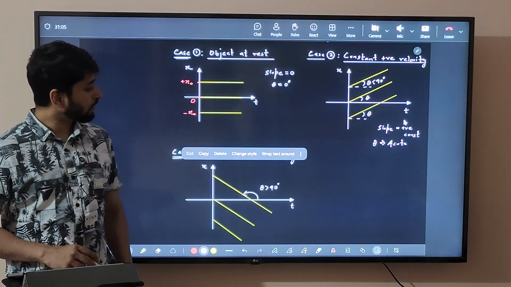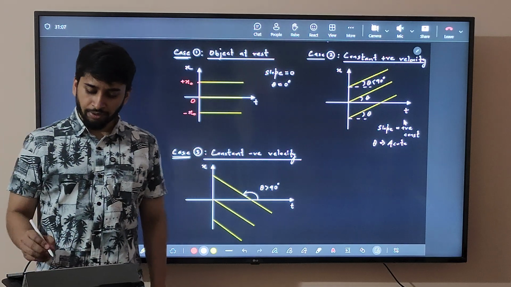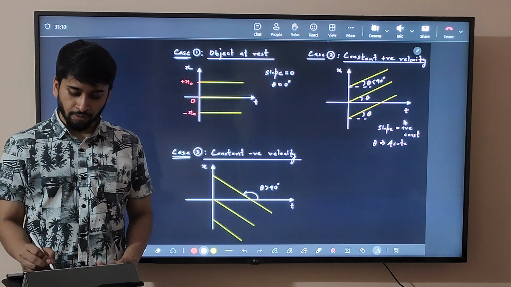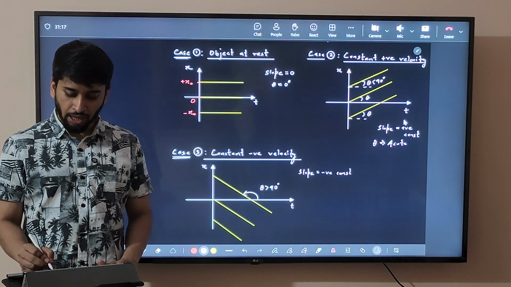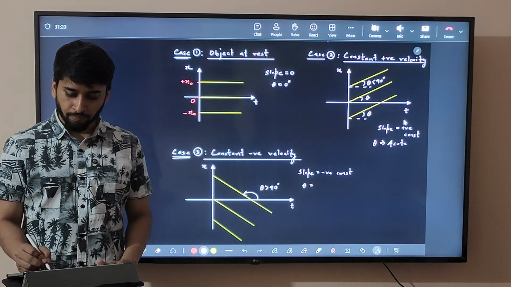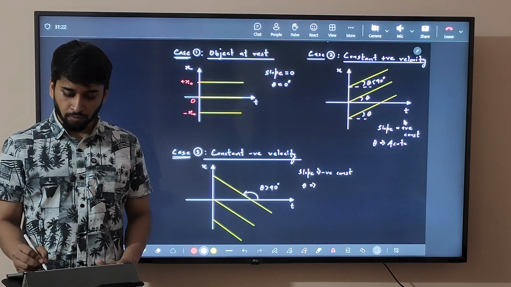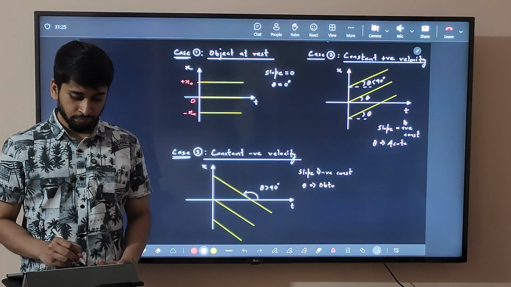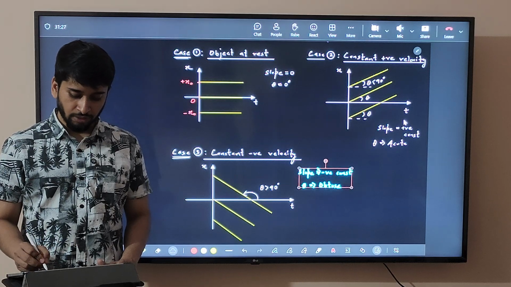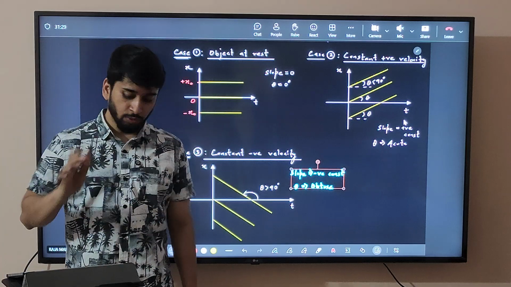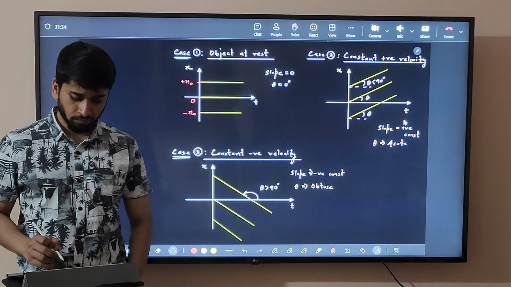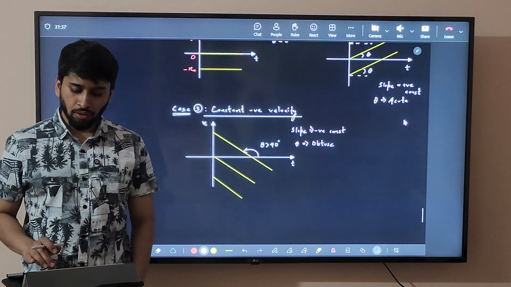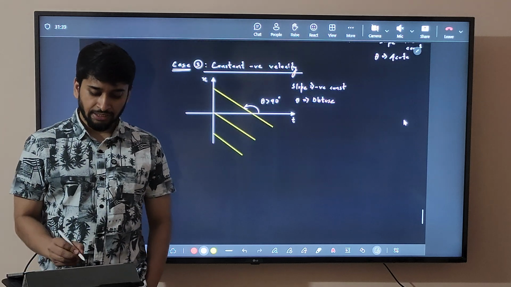So that is that, right? So the slope should be a negative constant. Fine. So the angle should be obtuse. The angle should be obtuse, right? Great. Now what's the next case? Let us go for the next case here.